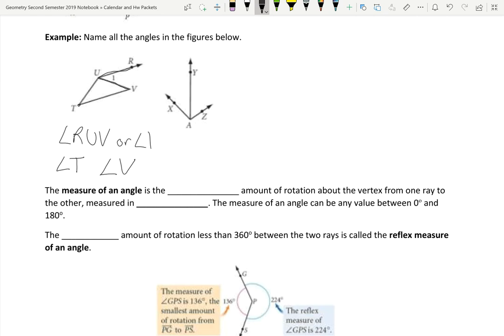And then in this figure, I have some angles too, so I have angle XAY. Does it matter if I go YAX or XAY? No, it means the same thing, just the vertex has to be the middle letter. So then you can go angle YAZ, and then you have that big angle XAZ as well. Now, can you just say angle A? Well, if we did, we wouldn't know which of those three angles it refers to. So because there are multiple angles with vertex A, we have to use three letters on each one.